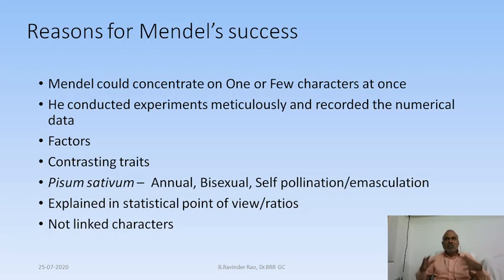Other scientists concentrated on many characters at a time. But Mendel did not do like that. Mendel could concentrate only on one character or a few characters at once. So he wanted to understand the inheritance process of one character only. What is the inheritance process of one character? If one character's inheritance process is like this, what is the inheritance process of 2 characters?